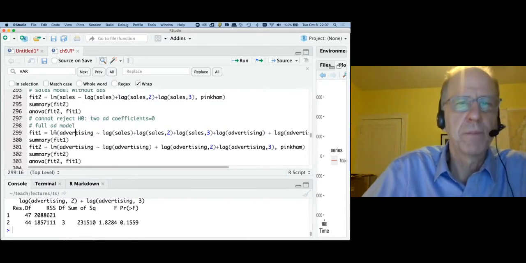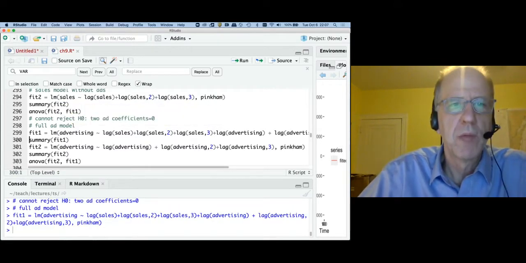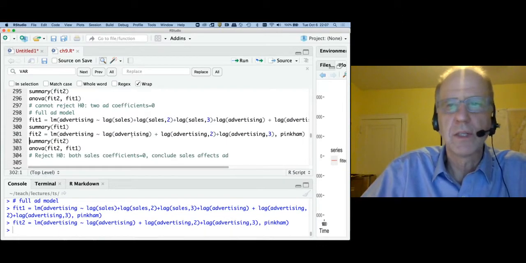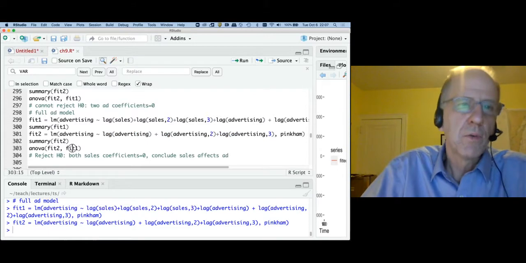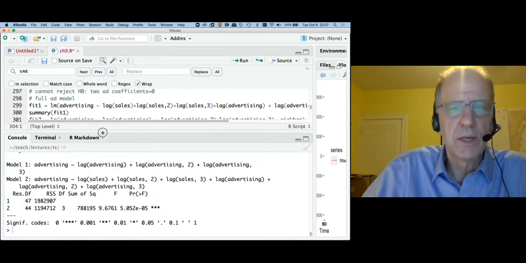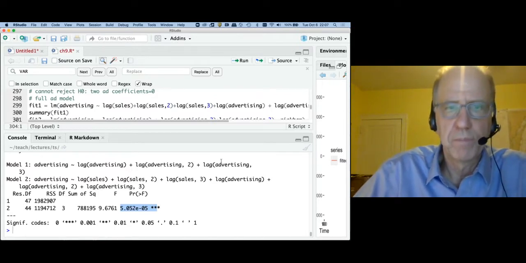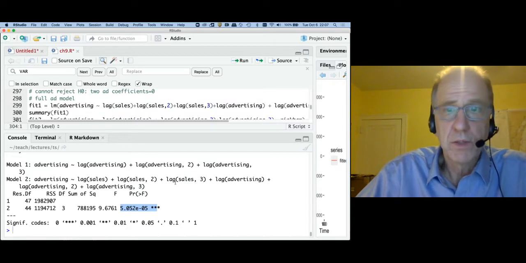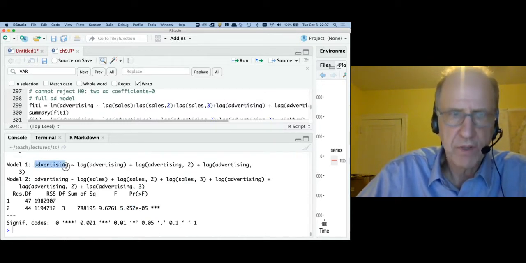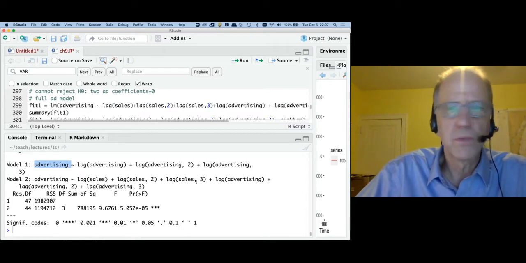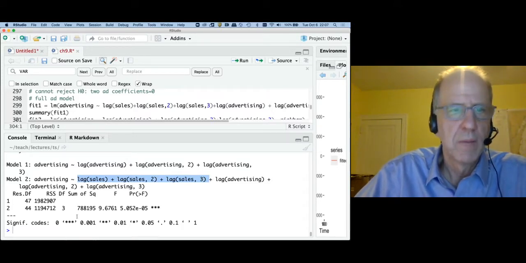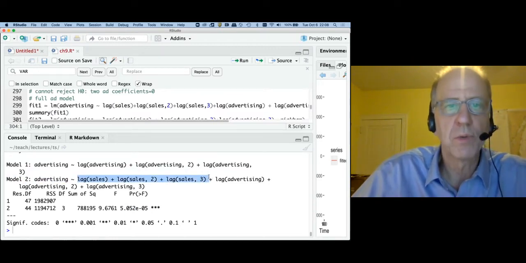So same thing. Here's advertising as a function of all 6 predictors. Then we will fit advertising as a function of only my 3 advertising variables. And let's run ANOVA. The ANOVA is saying I've got a very significant coefficient, suggesting that sales in my previous periods is related to my advertising this period. By getting rid of those 3 predictors, my sums of squares would increase by a lot, giving me an F statistic. If you divide this by the mean squared error, you get that F. I'm going to reject the null hypothesis that these 3 coefficients are all equal to 0.